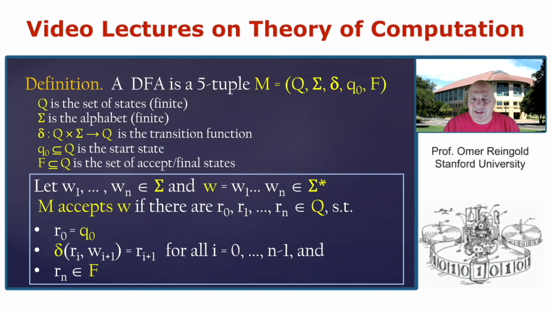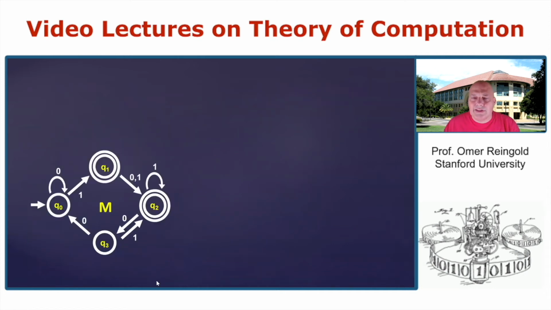R0 is the start state, Rn is one of the accept states, and now we want to say that the computation takes us from R0 to Rn, meaning that delta applied to Ri and W(i+1) gets us to R(i+1) for every i between 0 and n minus 1. So given any one of these states, when we read the next symbol from the word W, we reach the next state. Let's see it as an example.